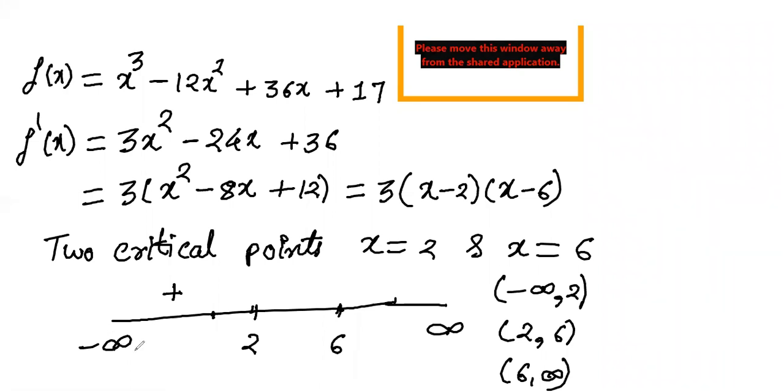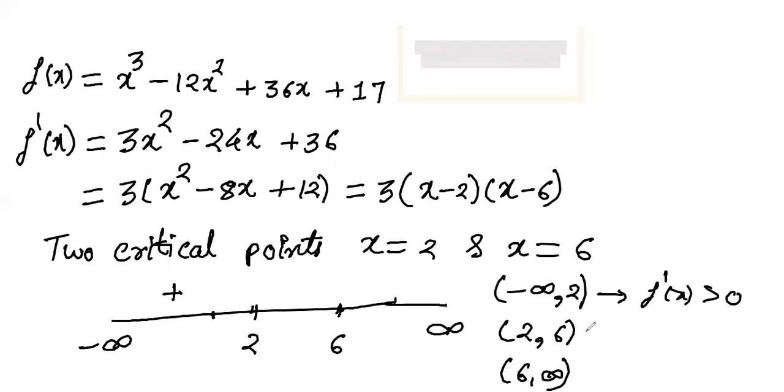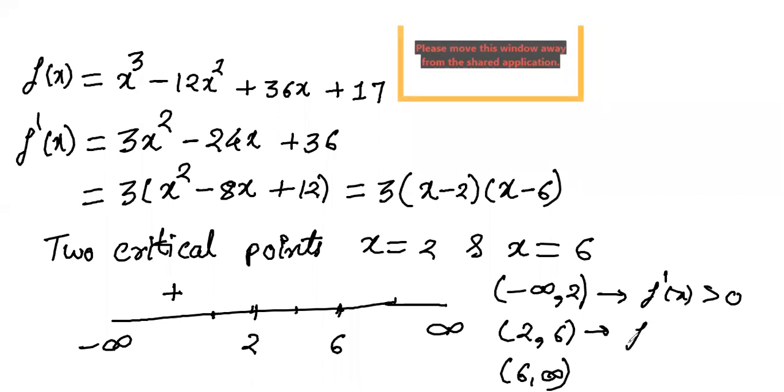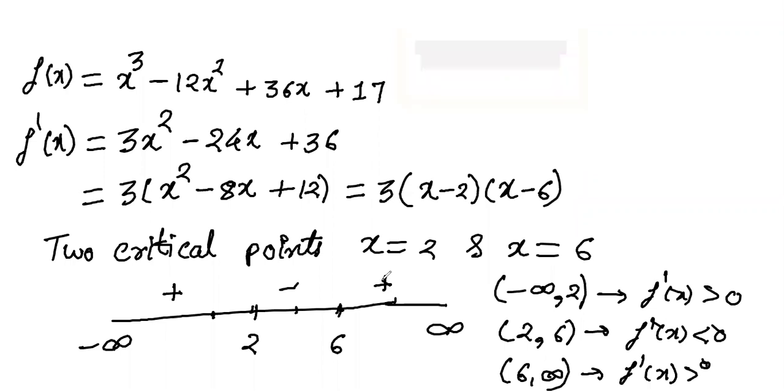Good. So from minus infinite to 2, f dash x is greater than 0. For 2 to 6, let us say the midpoint is 4. So the first factor is positive, the second is negative, so f dash x is negative. And from 6 to infinite, f dash x is greater than 0. So this is plus, this is minus, this is plus. Understood?